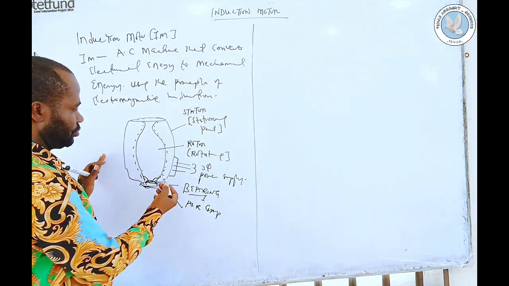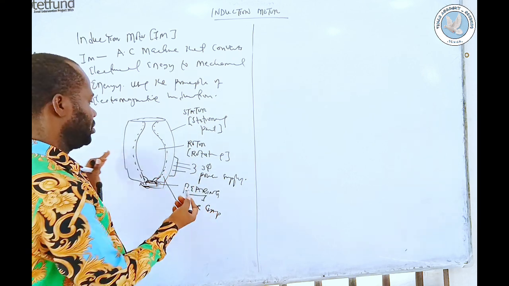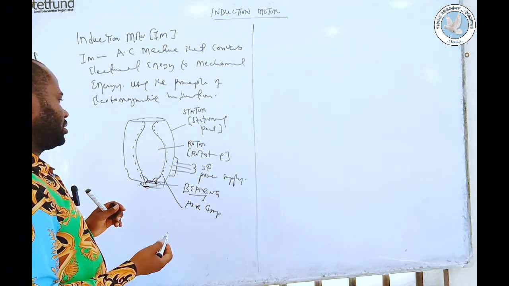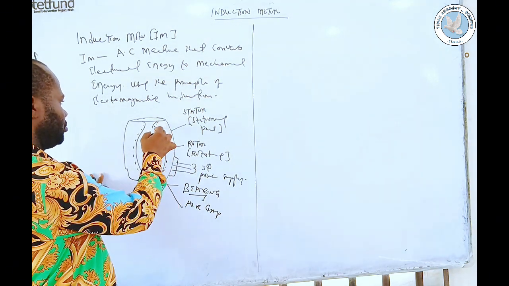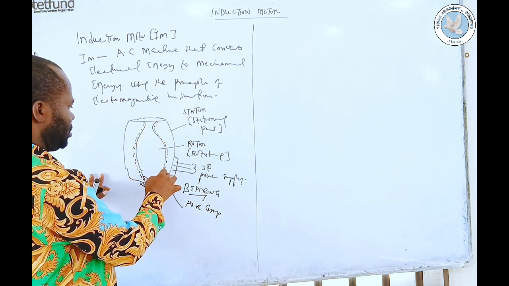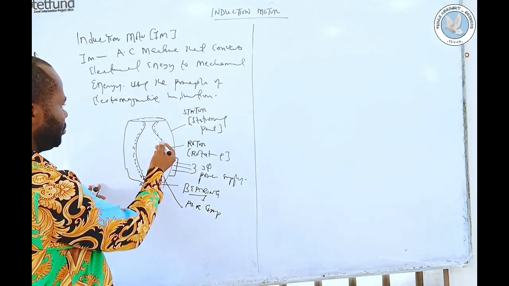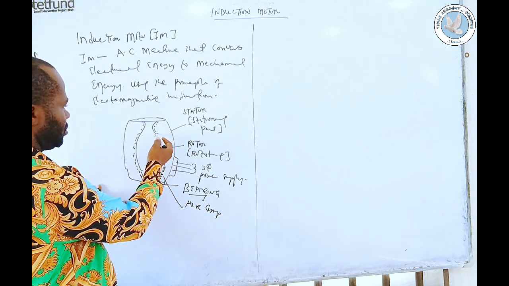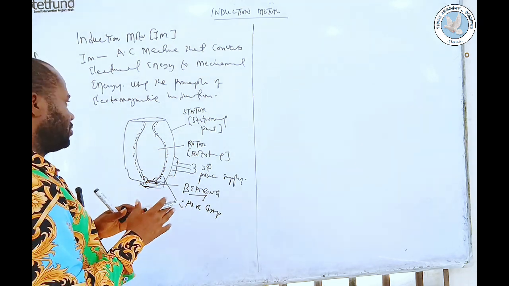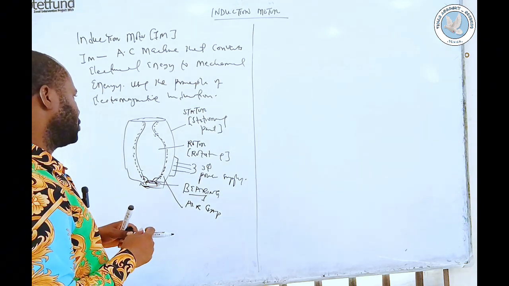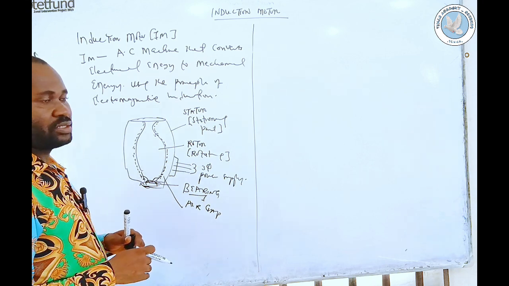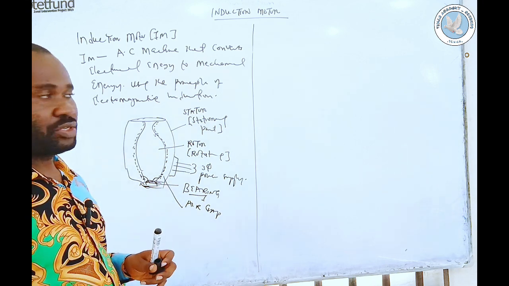So when the stator coil is energized by an external supply, it will produce a field, and the field will affect the rotor inductively. So it means that there's an inductive connection between the stator and the rotor. If by any means they are physically connected, that will be a fault. That will be a short circuit fault.